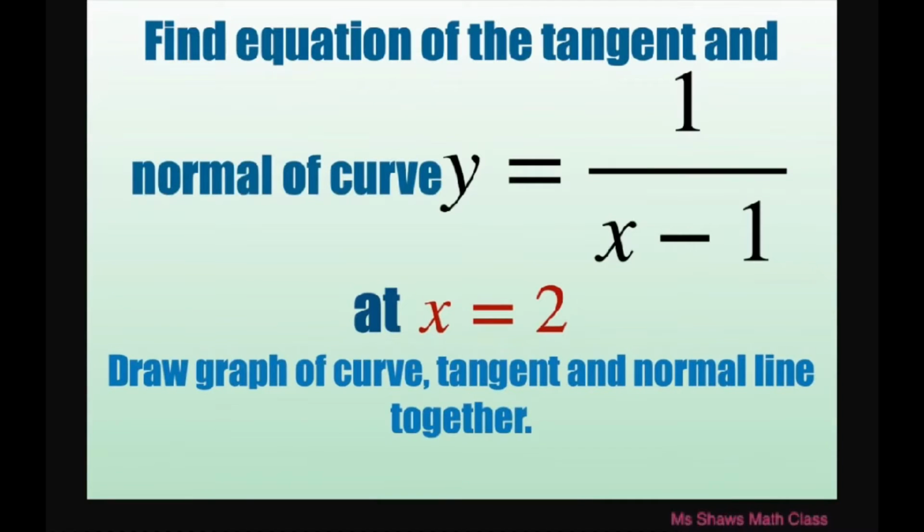Hi everyone, we're going to find the equation of the tangent and the normal of the curve y equals 1 divided by x minus 1. And this is at x equals 2. We're also going to draw our curve and the two lines together.